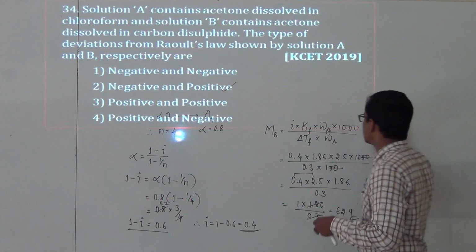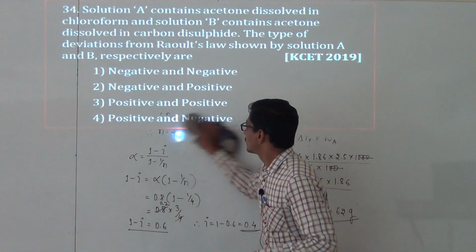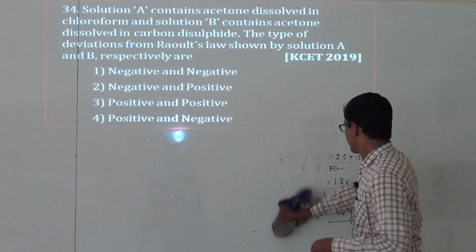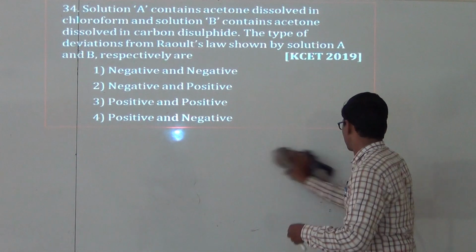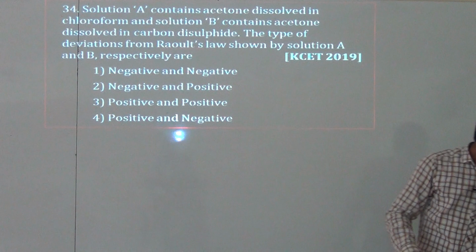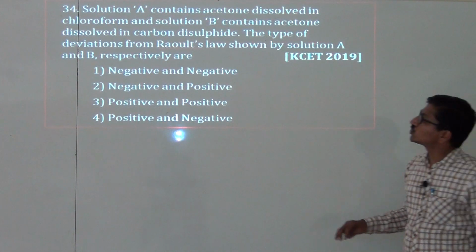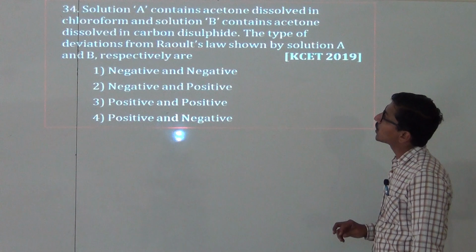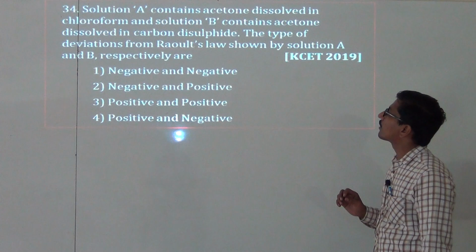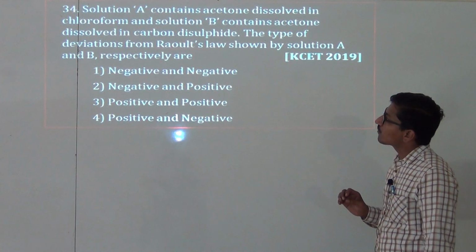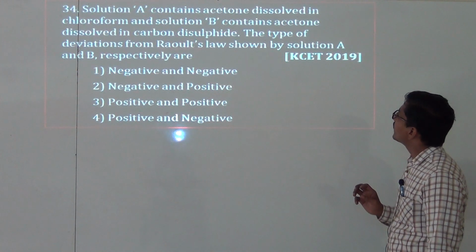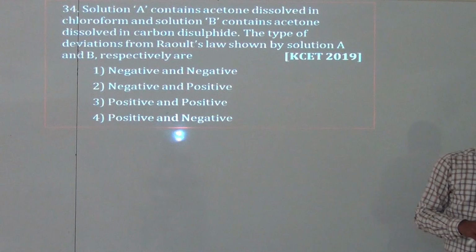Then the last question is, a solution A contains acetone dissolved in chloroform and solution B contains acetone dissolved in carbon disulfide. What types of deviation from Raoult's law are shown by solutions A and B respectively?